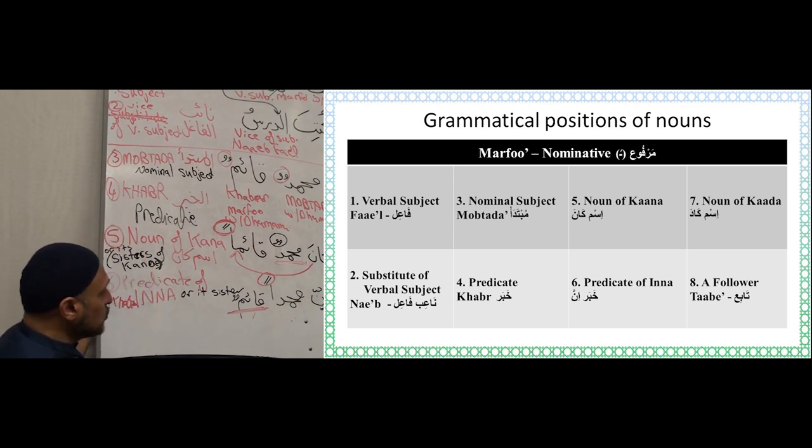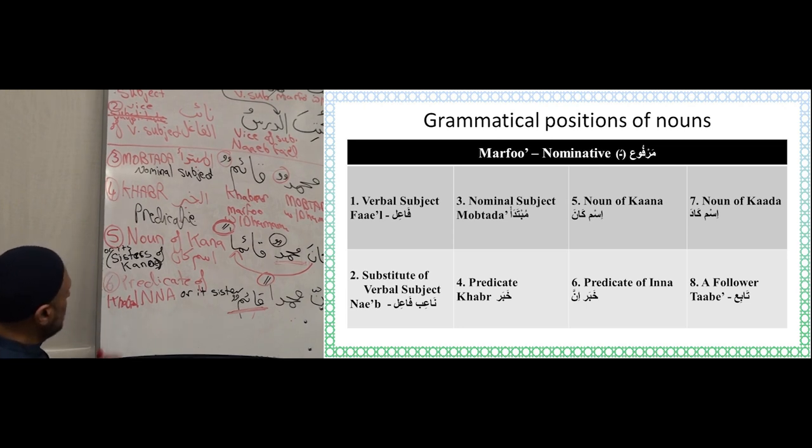And then we have the sisters of Inna, which also mess up the mind, but the mind of the husband here. So the wife stays loyal with her sign, so she is from the marfu'at. We call her khabar Inna, the predicate of Inna.